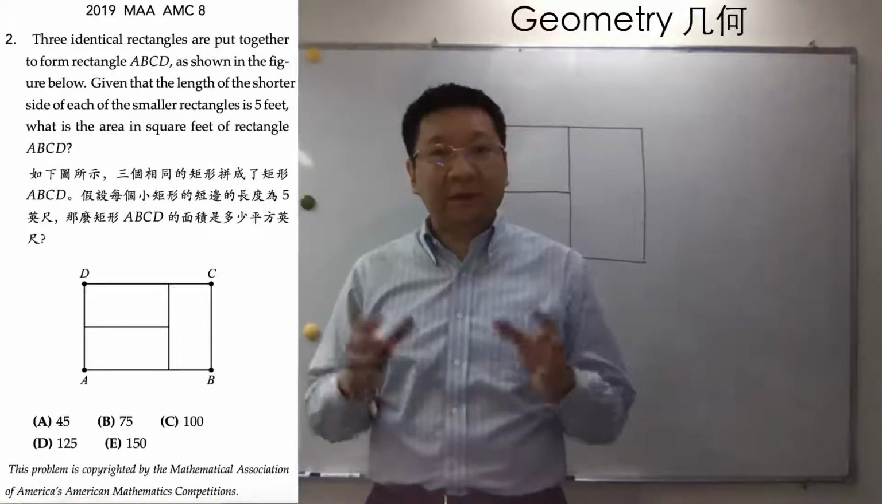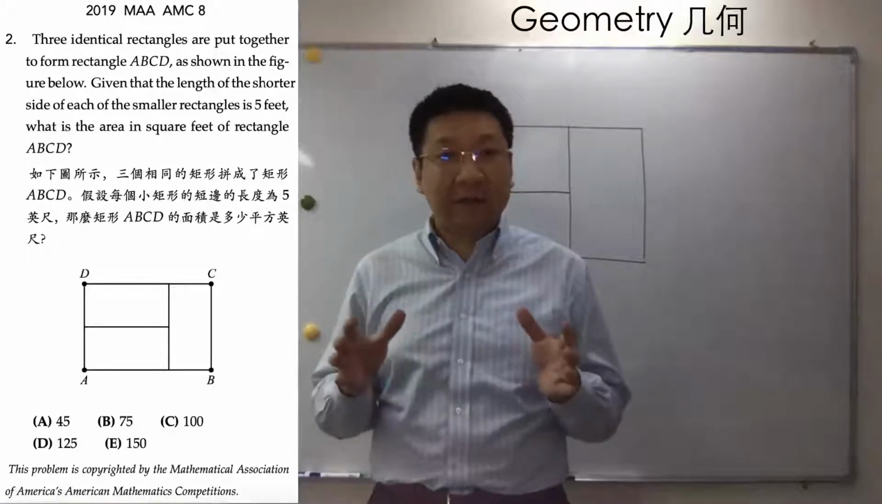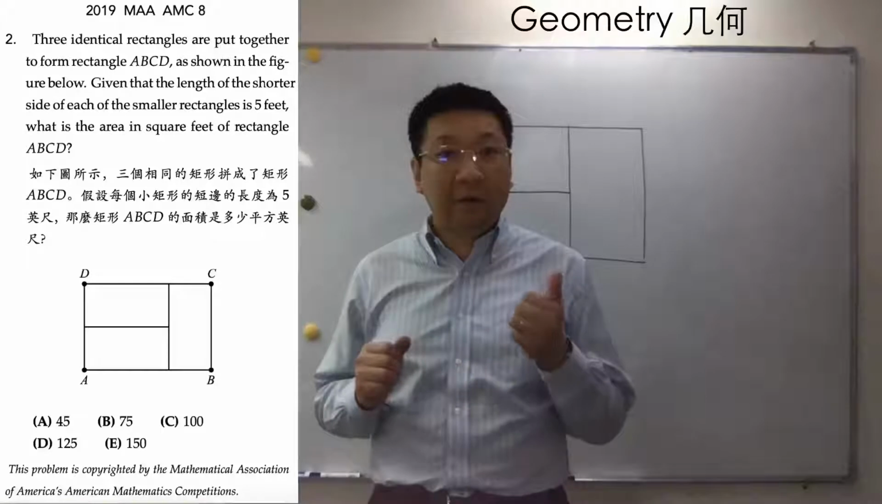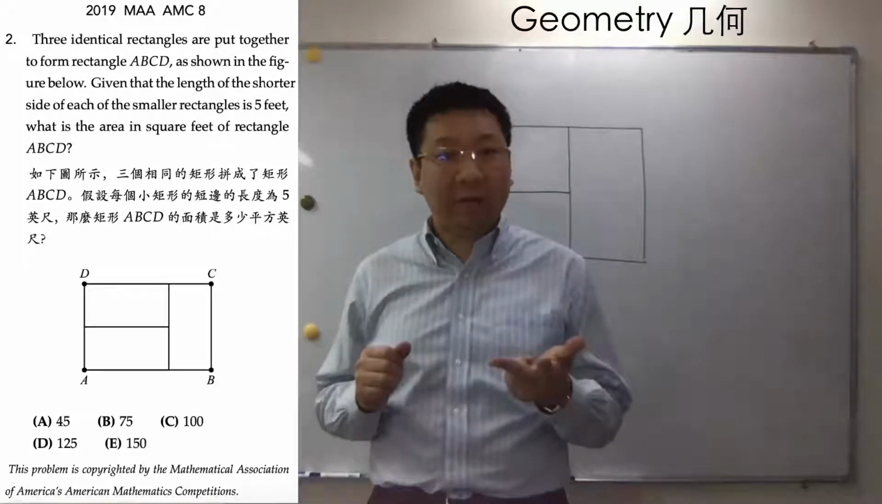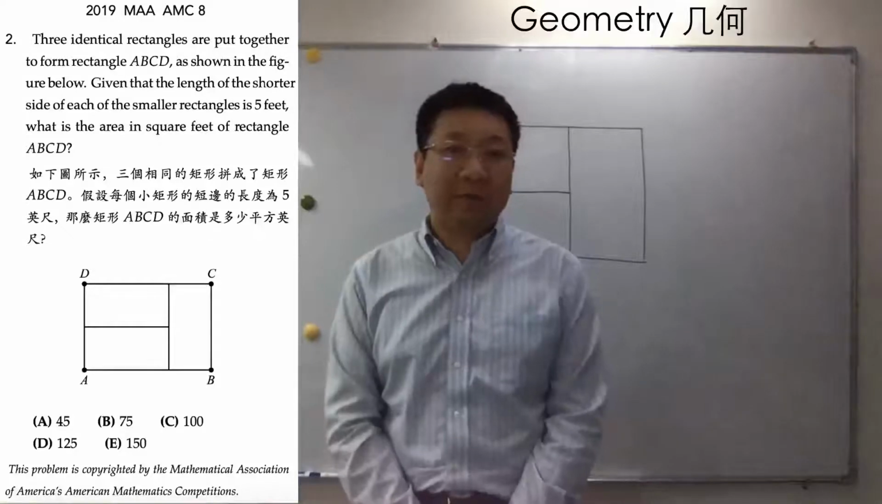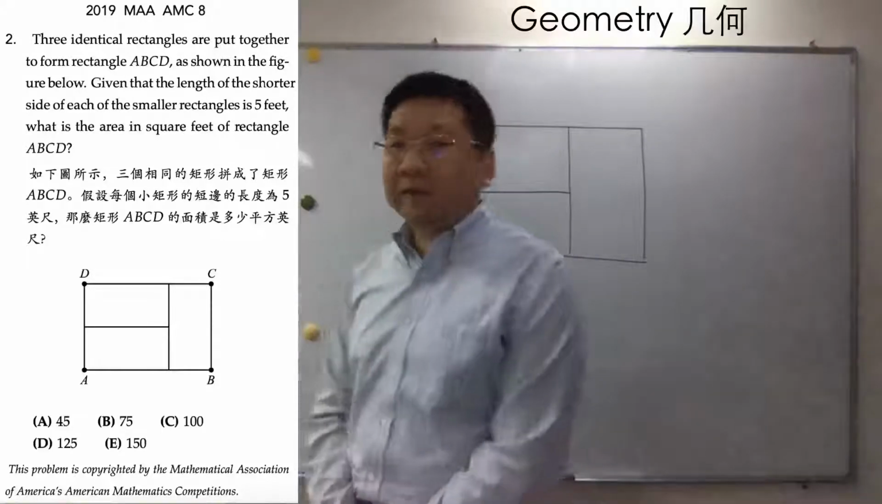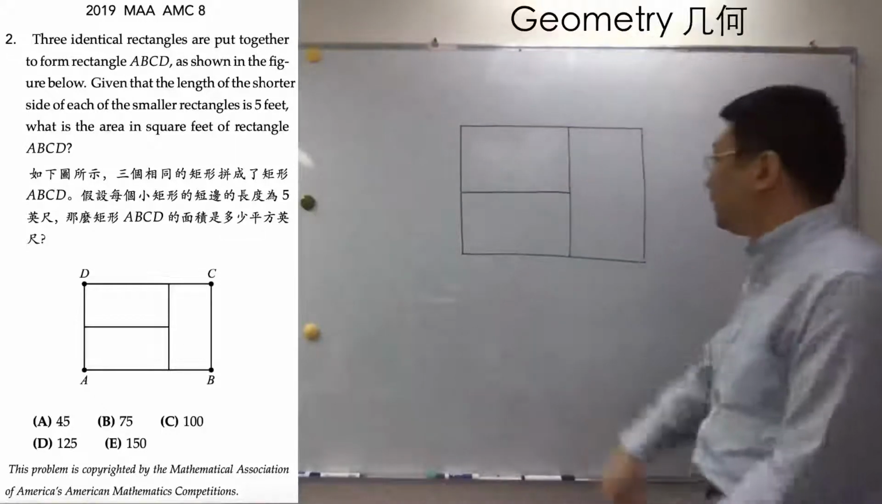So there are 6 geometry questions in this AMC 8 competition, including plane geometry, solid geometry, and coordinate geometry. We'll see these problems one by one. Question 2 is an easy question.